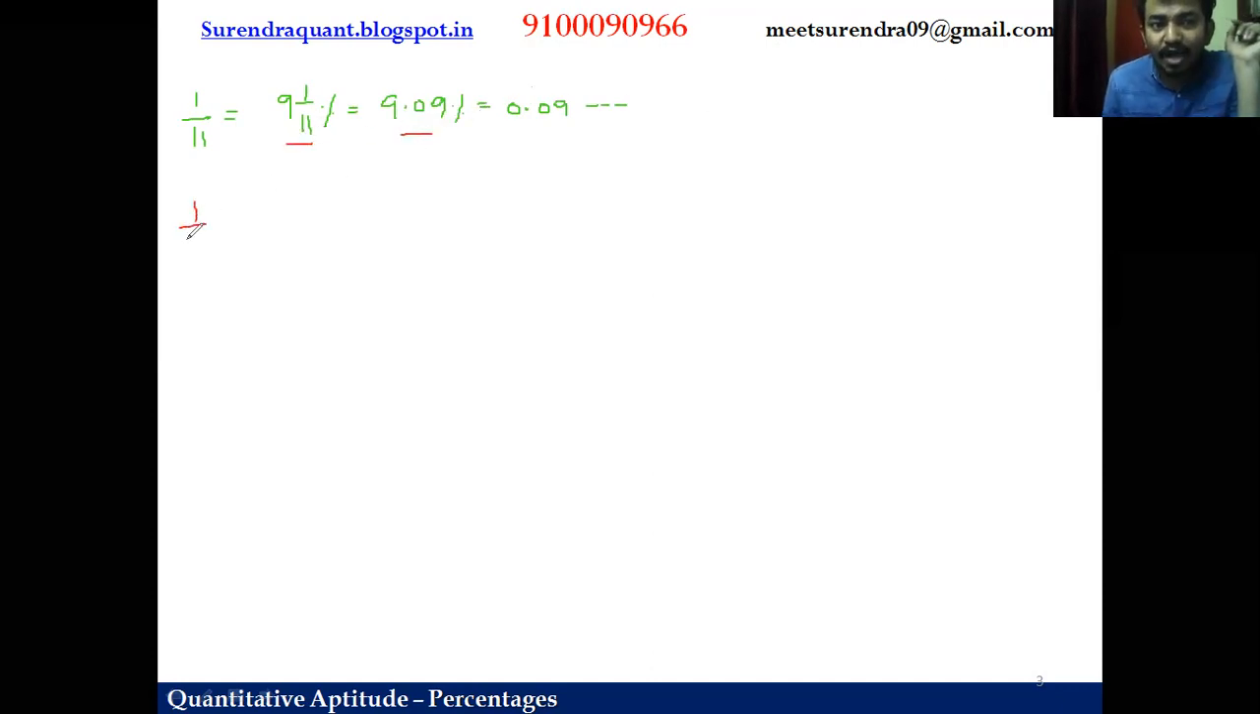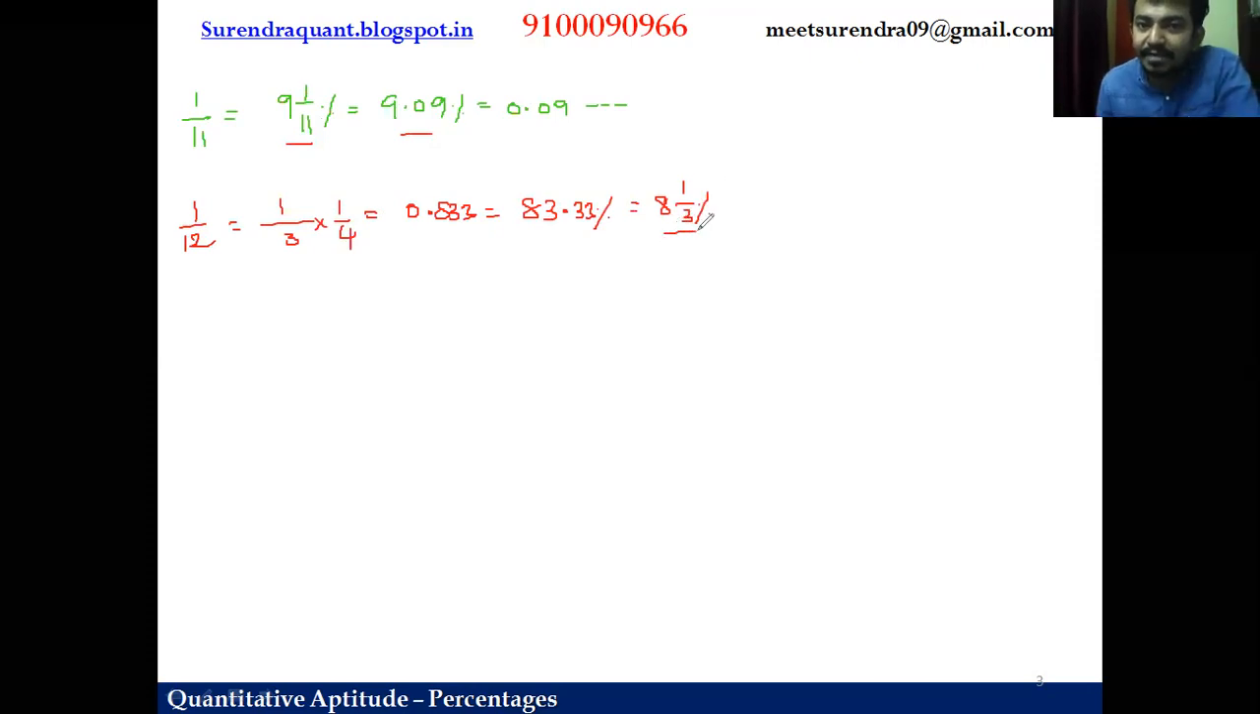So 1 by 12, how do you argue 1 by 12, friends? 1 by 12 is 1 by 3 into 1 by 4, right? So this can be written as 0.0833 equivalent decimal. In terms of percentage, 8.33%, or in terms of mixed fraction, 8 1 by 3%. So 8 1 by 3% is same as 1 by 12. Keep in mind, simplifications play a very crucial role with these calculations.